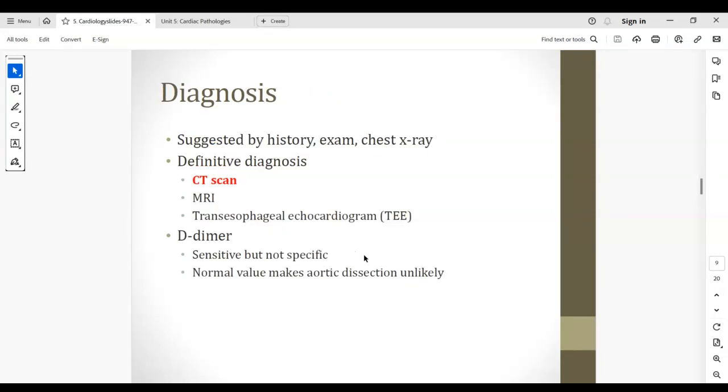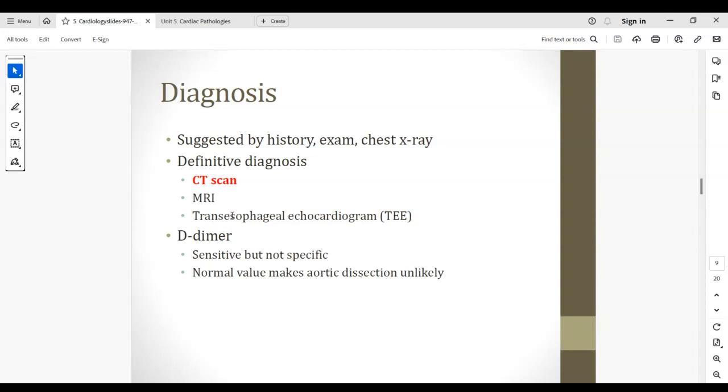Okay, so the diagnosis is by taking history. Usually they go to the emergency room, the ER, because the patient will tell you that I have a tearing chest pain, which comes all of a sudden. After that, by examination and chest X-ray, and this is the role of the physician. But the definitive diagnosis will be by CT scan or MRI, or the TEE, or transesophageal echocardiogram.